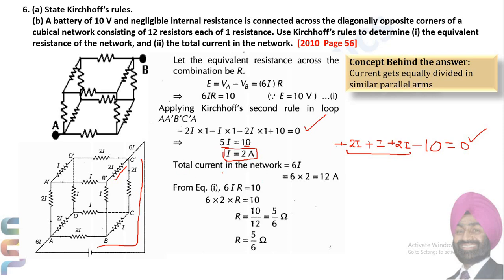If current is 2 ampere, please see this equation. Current is 2 ampere, 2 into 6 into R is equal to 10. So very easy now, you can get the value of R. R turns out to be 5 by 6 ohm. So I have done it by both the methods.